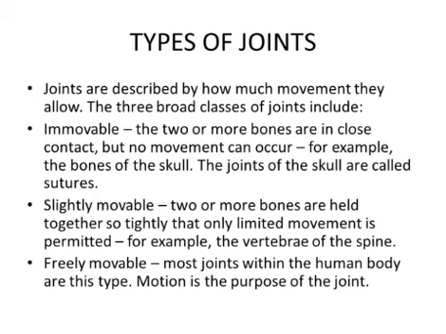Now, there are different types of joints also: immovable joints, slightly movable joints, and freely movable joints. Immovable joints are the joints of the skull, which are called sutures. So the skull is mainly an example of immovable joints. Secondly comes the slightly movable joint. The example would be the vertebral column.